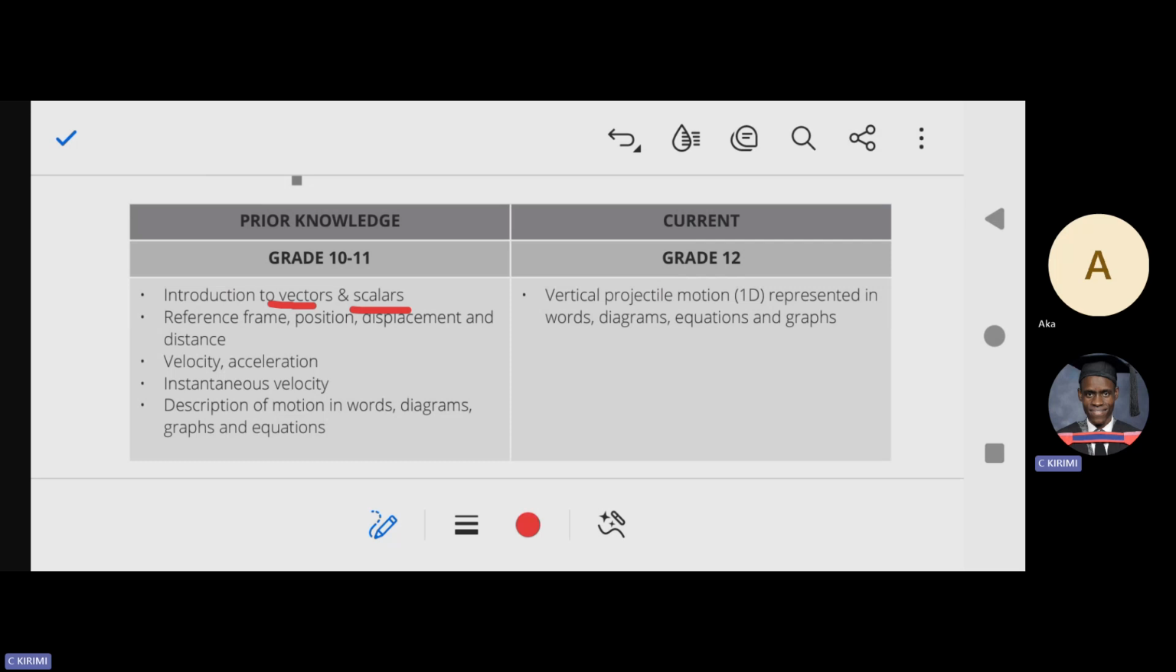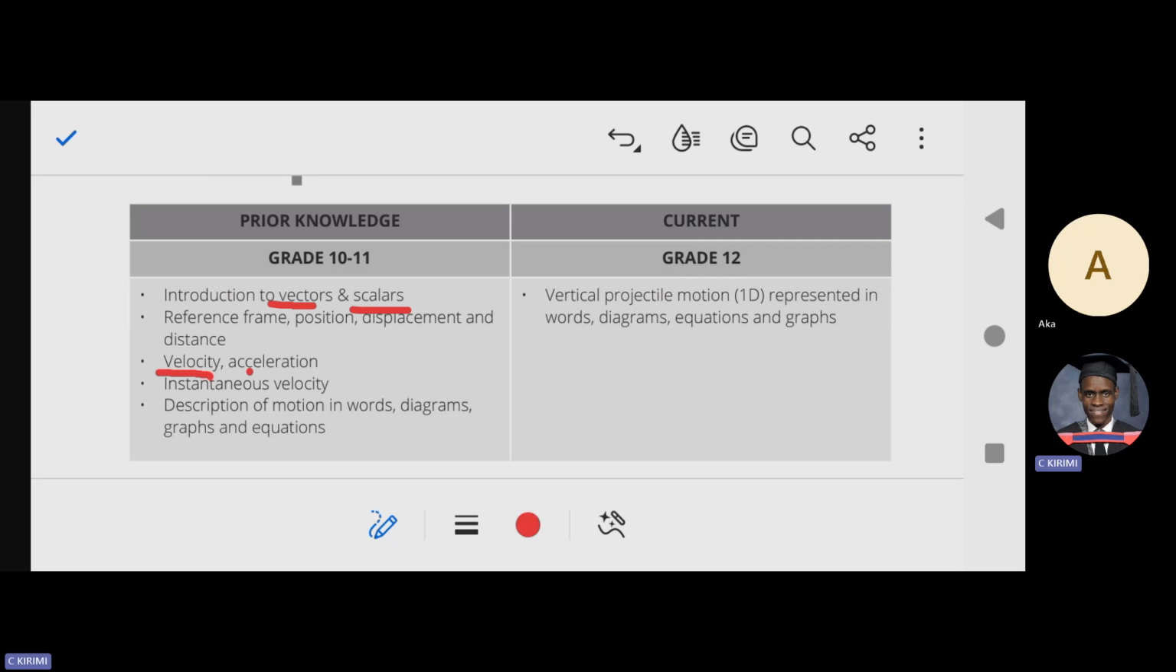What is velocity? You must be able to define velocity. Rate of change of what? It's displacement, isn't it? Velocity is a vector: the rate of change of displacement. Then acceleration is the rate of change of velocity. That's how you define it.